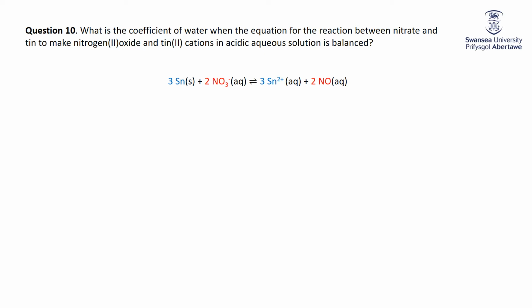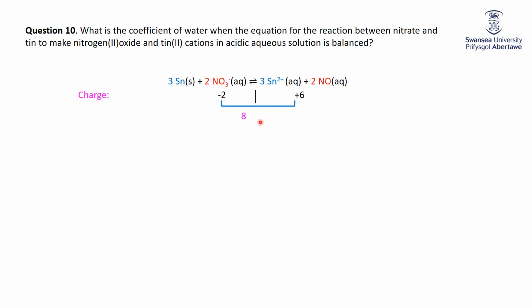Next thing to do is check out the charge. Okay, total charge on the left-hand side just comes from the nitrates. There's 2 of them, so 2 times -1 is -2. Total charge on the right-hand side comes from the tins. 3 times 2+ is +6. So our charge is in deficit by 8, okay, -2 going to +6.